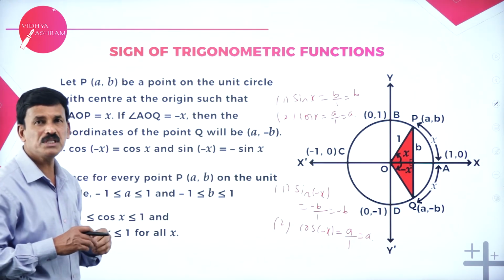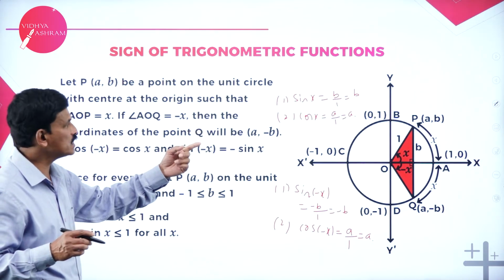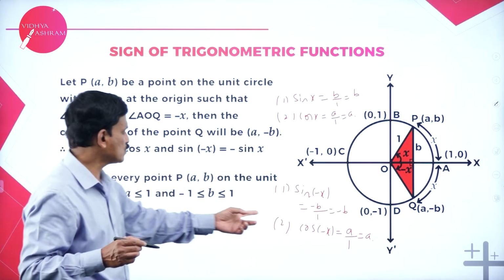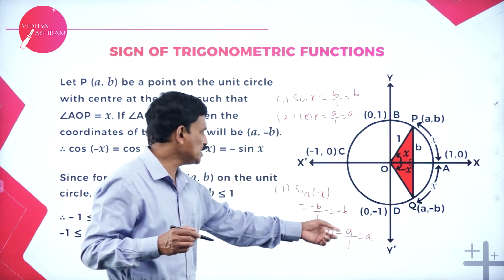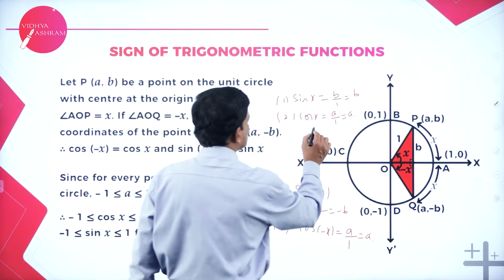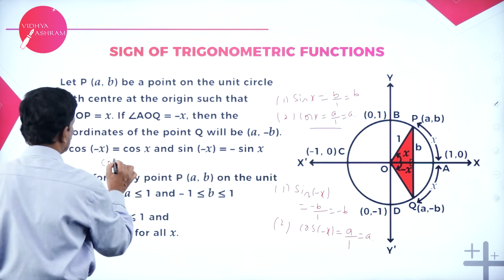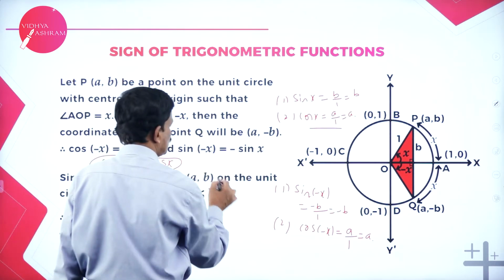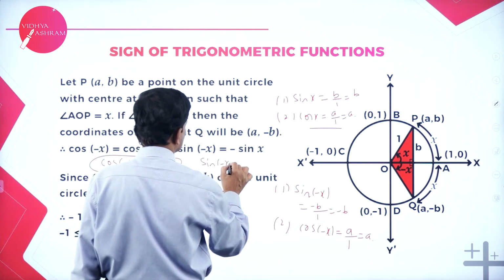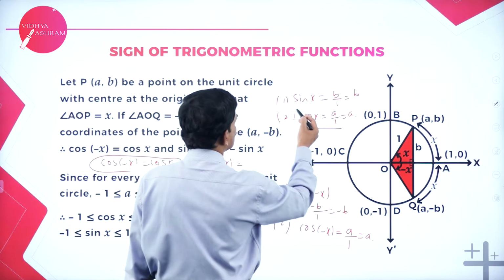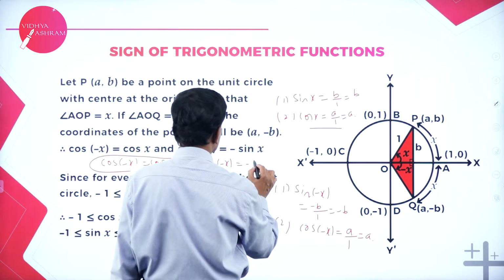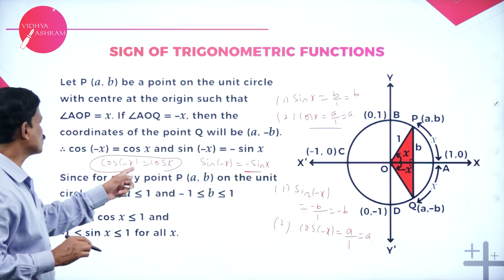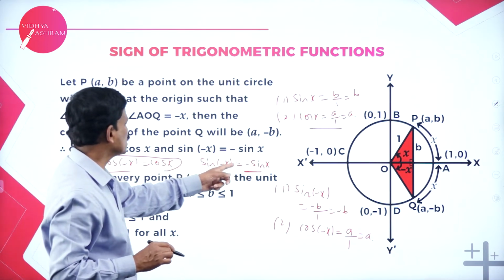When for the first point p, sin x is b and cos x is a. Similarly, cos of minus x is equal to a by 1, that's equal to a. What is a here? This is equal to cos x. So cos of minus x is equal to cos x. Similarly, sin of minus x is equal to minus b, and what is sin x? Sin x is equal to b. So this is minus of sin x. So therefore, cos of minus x is equal to plus cos x, whereas sin of minus x is equal to minus sin x.